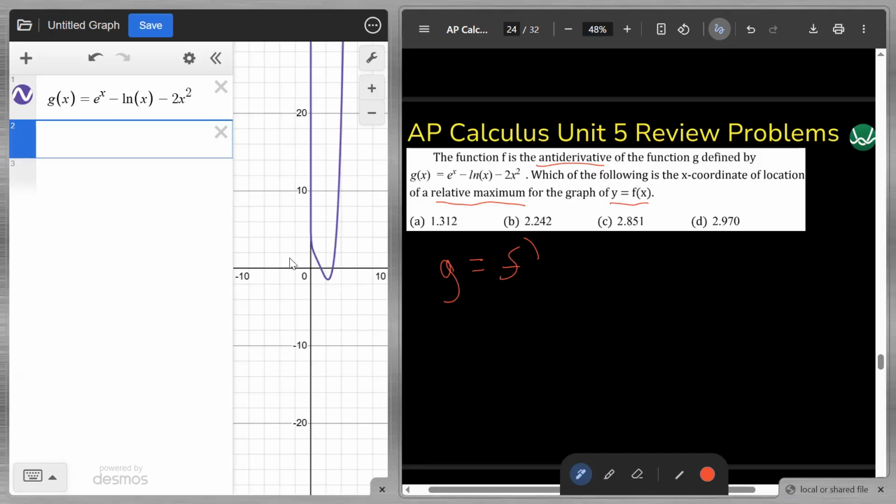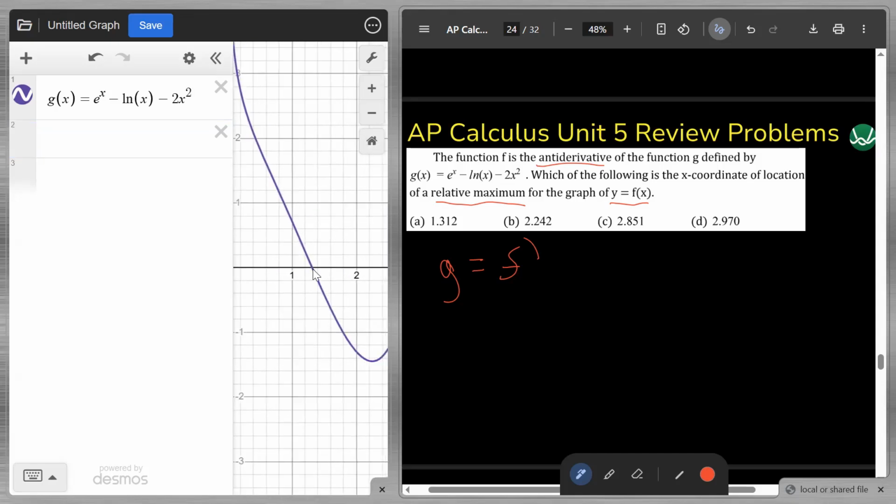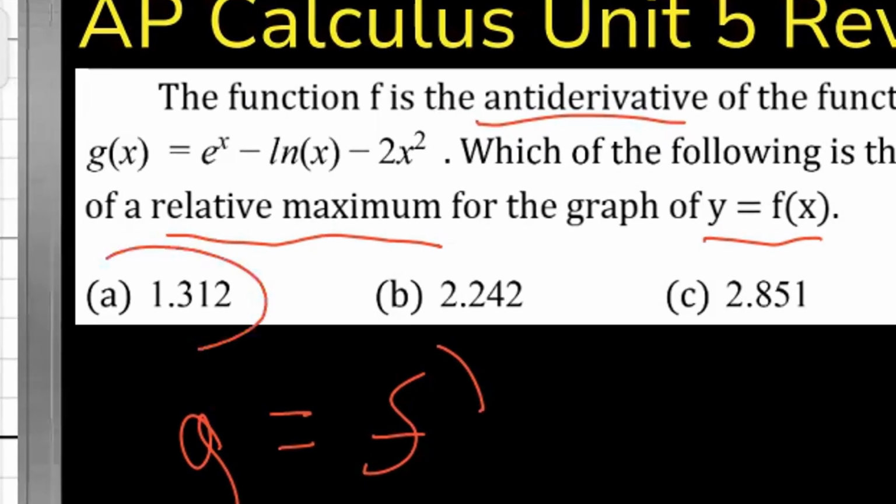Since we have the graph of g, we just need to figure out where g changes from positive to negative, because a relative max occurs where the derivative changes from positive to negative. That would be right here at this point. If we zoom in a little bit, we can see that it changes from positive to negative right here. We can copy that to our menu there and see that the answer is 1.311 or 1.312, choice A.